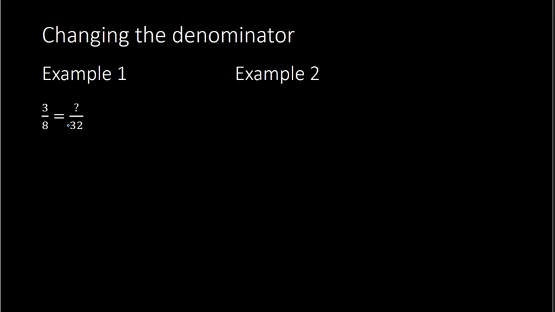So we're asking how would we write this as something over 32. Well, what I do is I look at the denominator and see how are we getting from 8 to 32. Well, we are multiplying by 4, right? 8 times 4 is 32. So do the same thing on the top. Multiply the top by 4 as well. So 3 times 4 would give me 12. So that is my numerator.